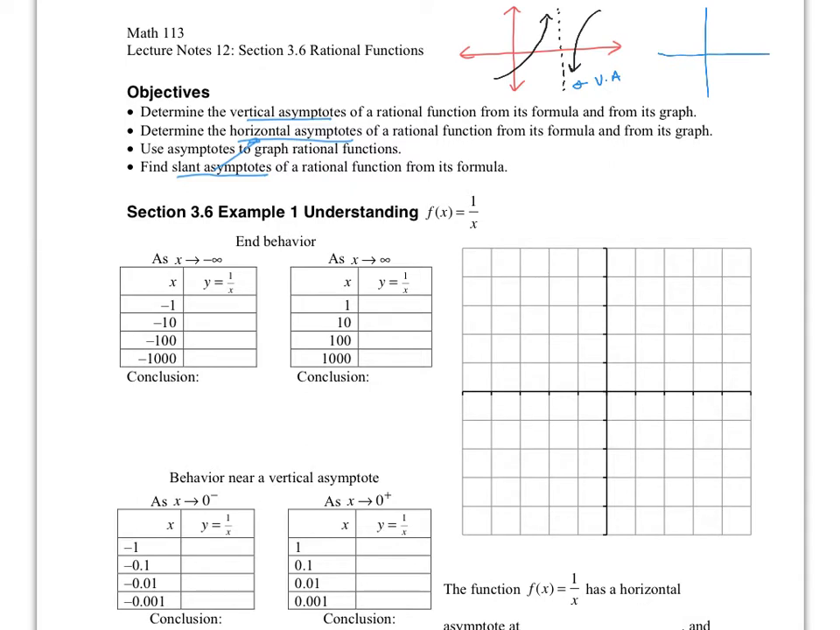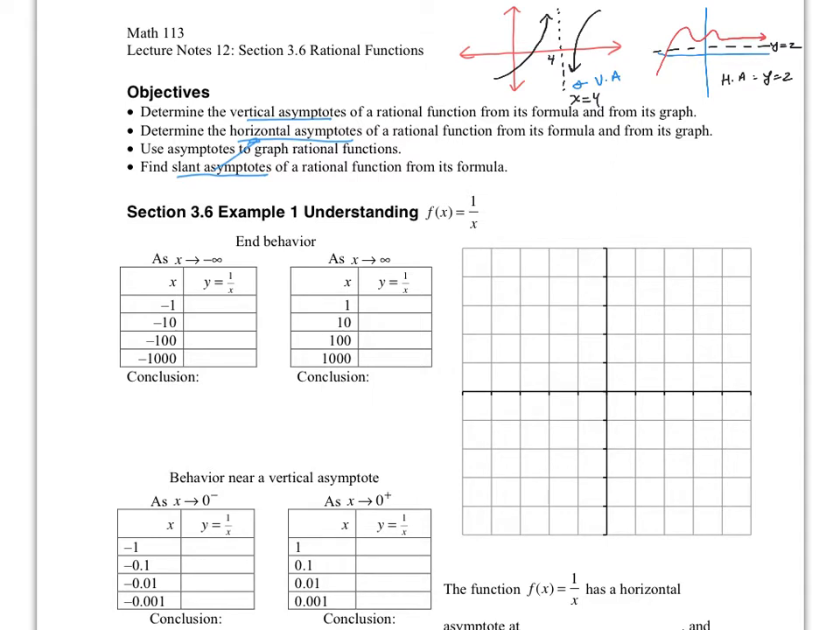Then a horizontal asymptote will be something that looks like this. Let's say you have a graph that looks like this, and it settles to y, let's say, equals 2. So here the horizontal asymptote will be y equals 2, and the vertical will be x equals, let's say this is 4. Okay. So the vertical asymptote is going to be x equals, horizontal y equals. So that's how you can tell the difference between the two right away.